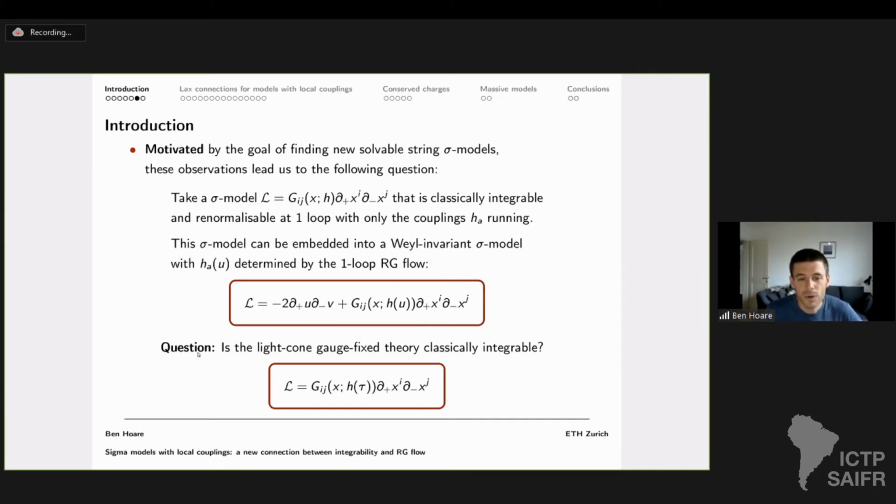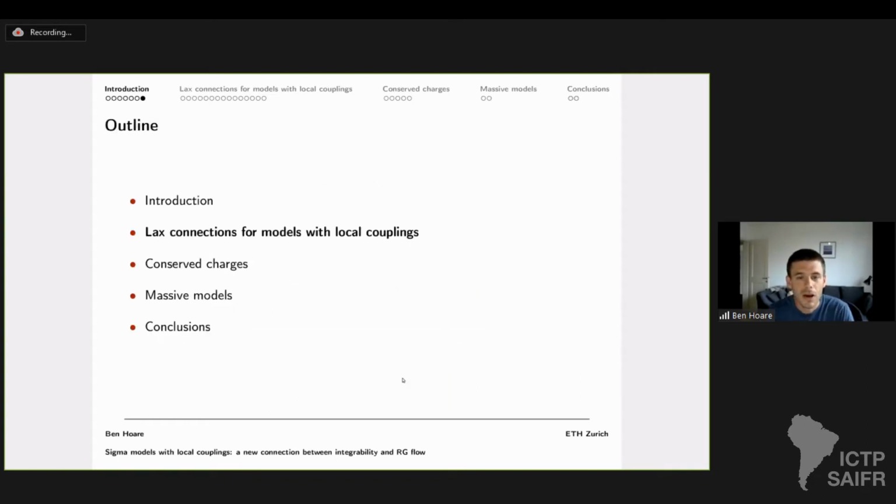And then the question we want to ask is: the light cone gauge fixed theory, where we just replace u by tau, is this classically integrable? This final Lagrangian can be thought of as the same sigma model that we started with, but where now the couplings are local couplings, they depend on the worldsheet coordinates. Okay, so that's my introduction. That's the question that I want to try and answer today.